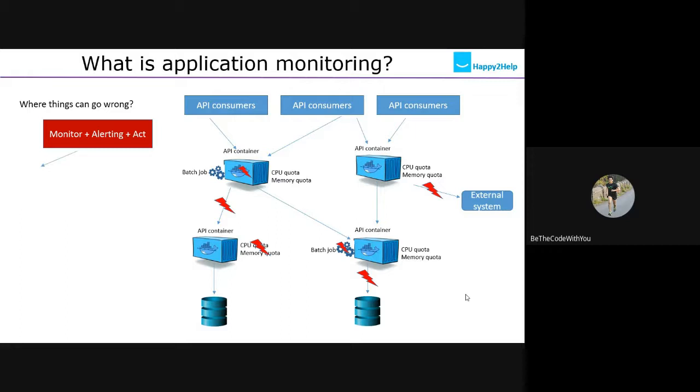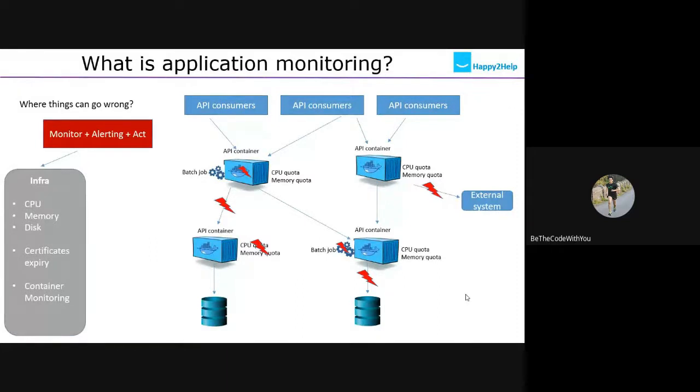So if we look at this, there are two aspects of monitoring here. One is infra level, where you monitor your CPU, memory, disk, certificate expiry. Container monitoring is also one of the options you can start with. Certificate expiry is very interesting: we always have certificates installed, and we can set up Prometheus to export metrics of certificates so that we know when they are coming to expiry, so we can take appropriate action before the expiry date, right?